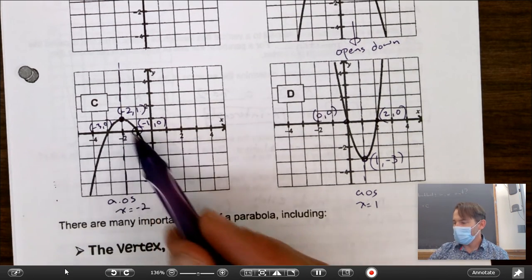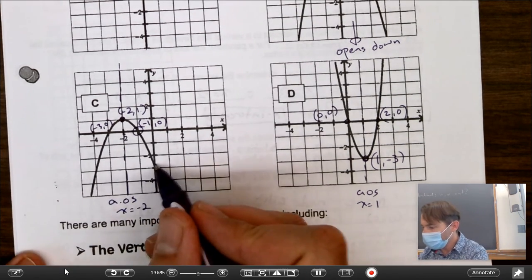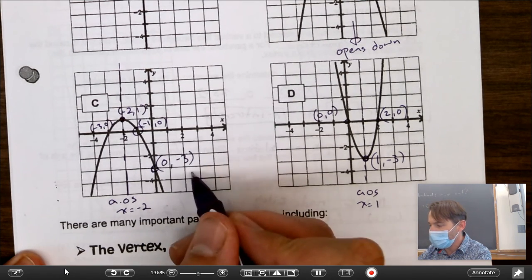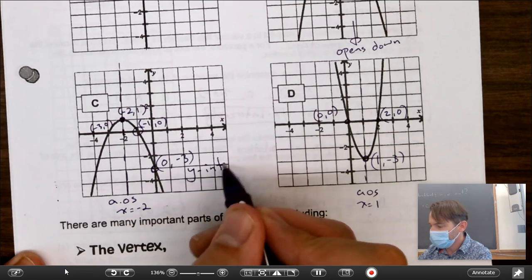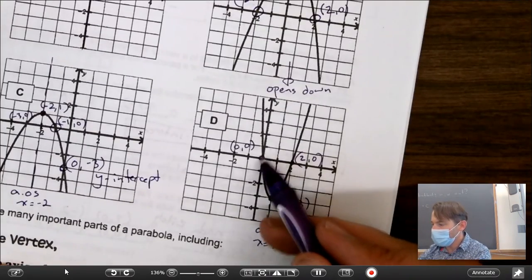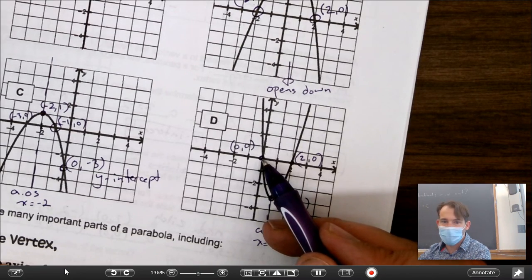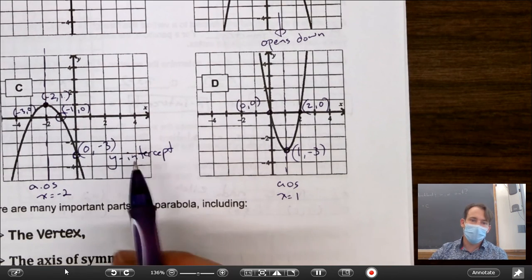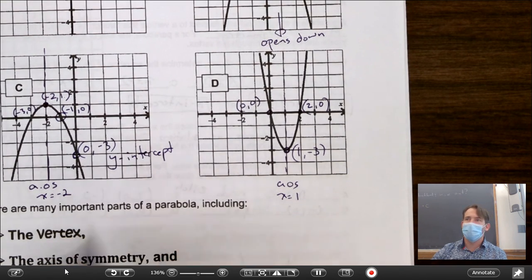The y-intercept of C is negative 3. It's the point 0 in the x and negative 3 in the y. That's the y-intercept. And here the y-intercept is also 0, 0. Okay? So that's the y-intercept. It's one of the zeros. So here it's useful to notice the y-intercept of different parabolas.